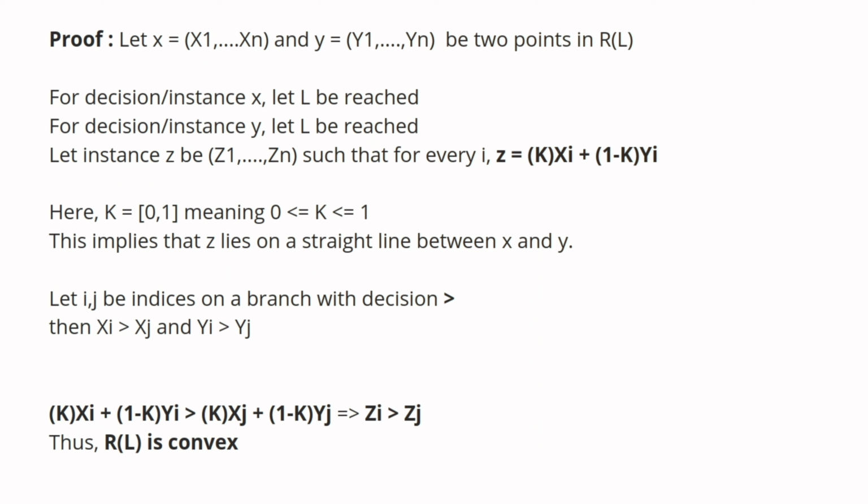Now since x of i is greater than x of j and y of i is greater than y of j, and z of i also comes out to be greater than z of j, this clearly implies that these three lie on the same path, and hence we can say that R of L is convex and is connected. So here we have proved the first claim. Now let us move to the second claim.